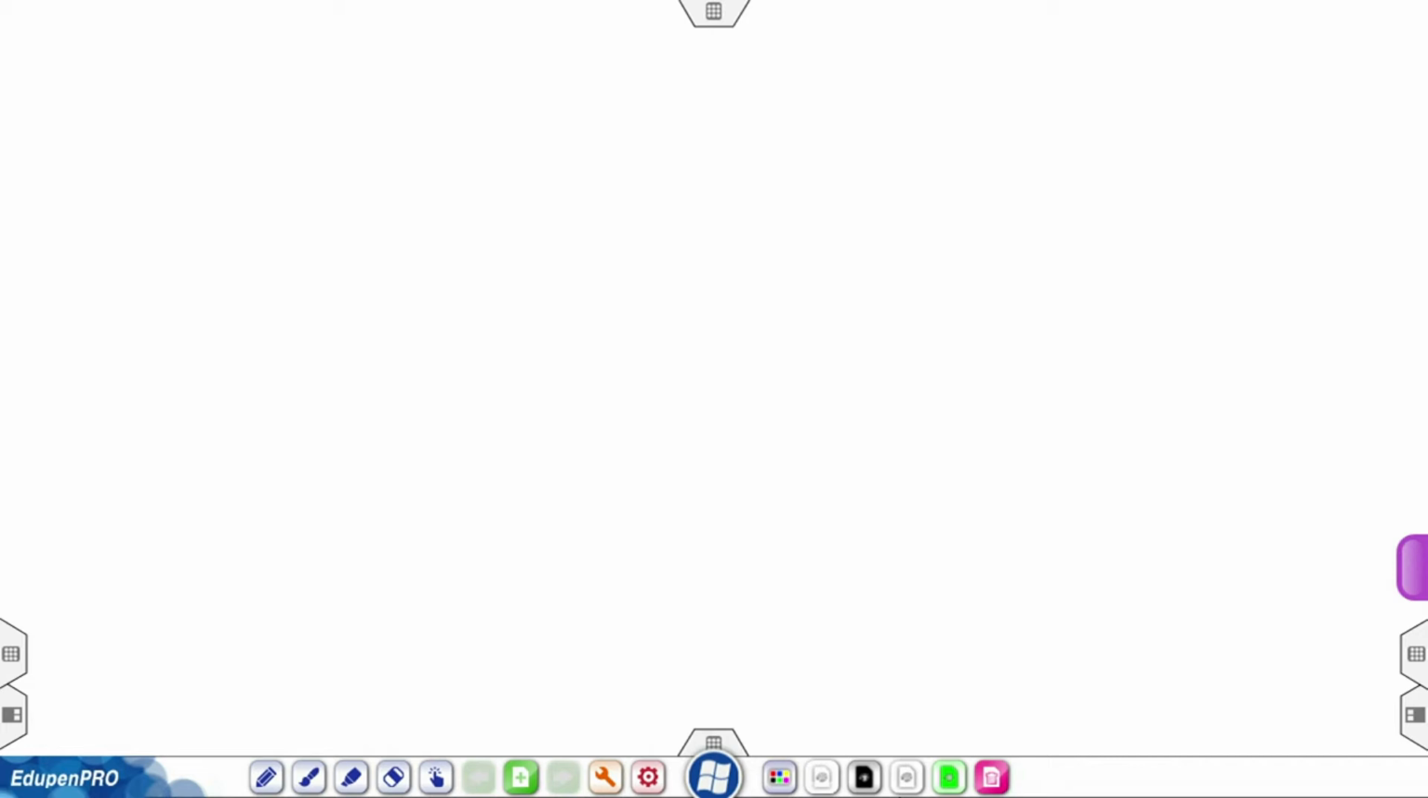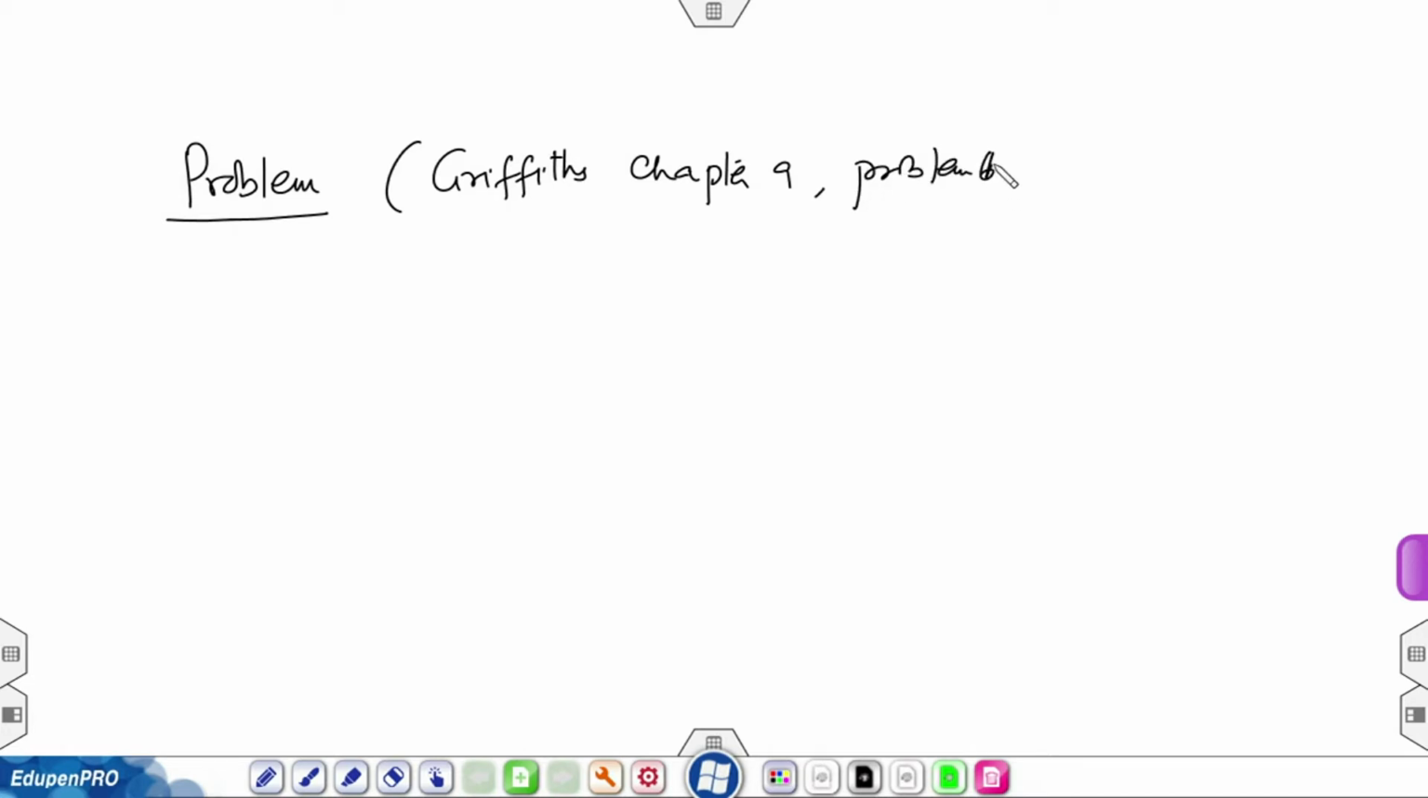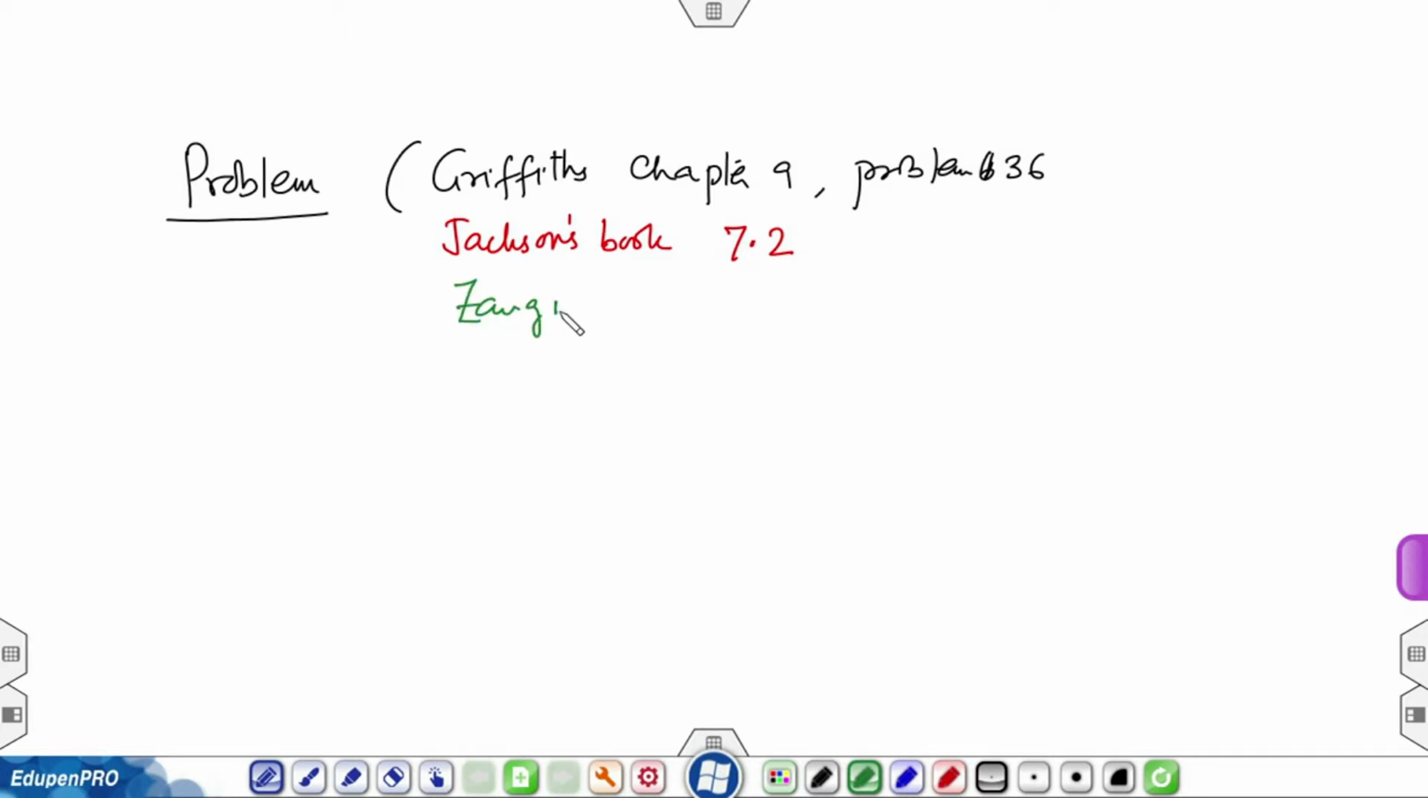Let me solve one problem in this lecture that will make use of everything that we have learned. The problem that I am solving is from Griffiths, chapter 9, problem 36. This is also similar to a problem in Jackson's book, which is problem number 7.2. I will take one part of it from there, and then this Zangwill's book. This is related to problem 17.17. So, here is the problem.